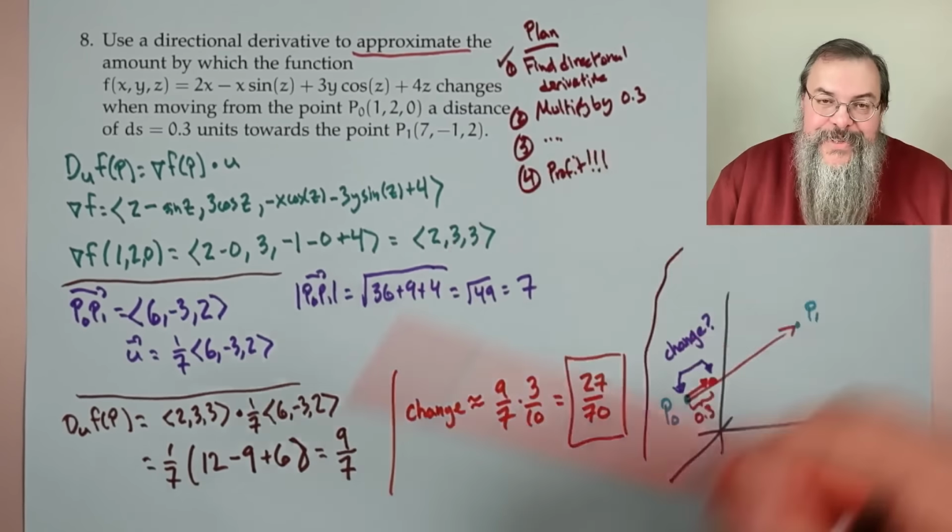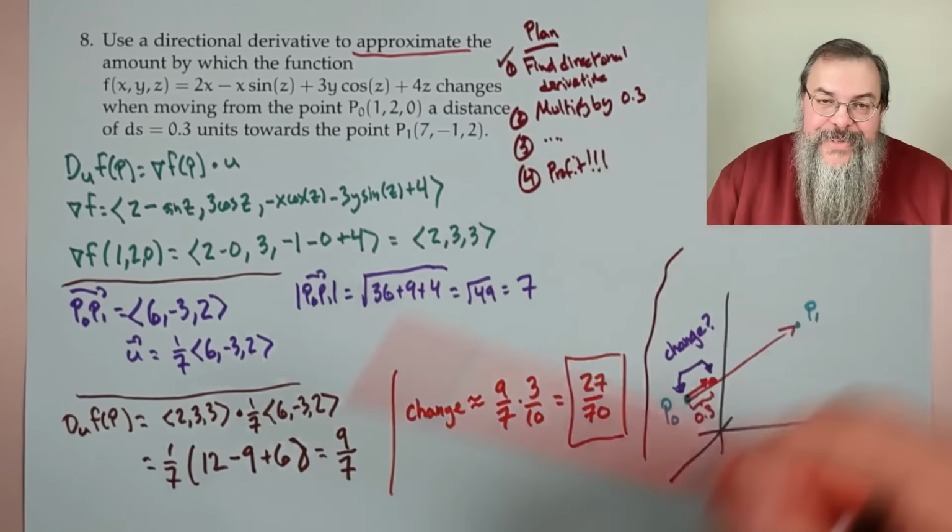Find and classify the 3 critical points of this function: 3x squared y minus 2x cubed plus 3y squared minus 24y plus 11. Well, I hope we find 3 critical points, because if we don't, that's not good.